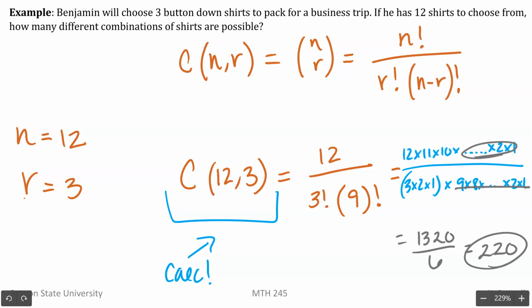Isn't that crazy? If you have 12 shirts to choose from and you want to see how many different sets of 3 there are, there's 220. Wow.